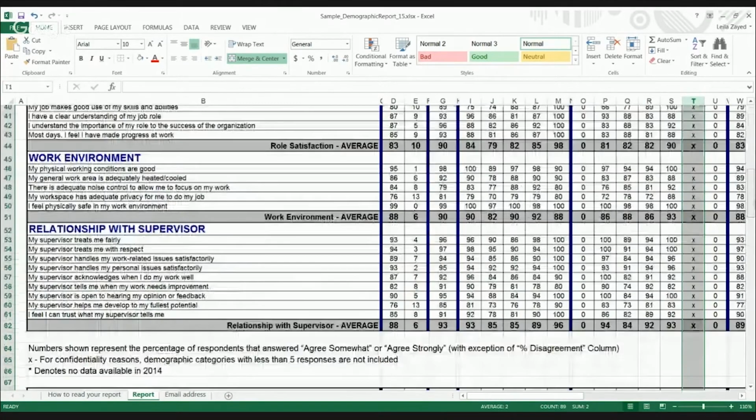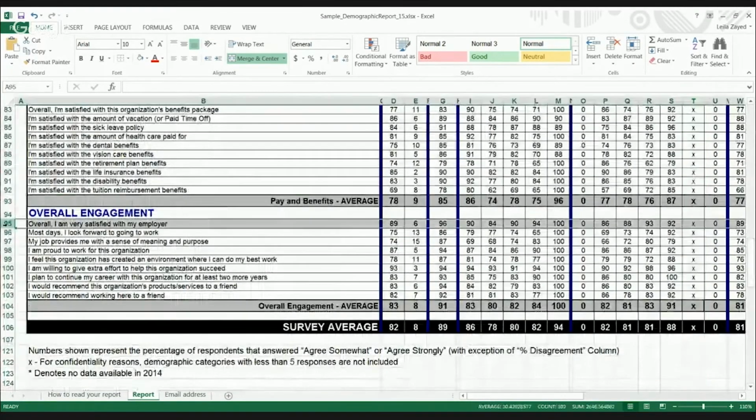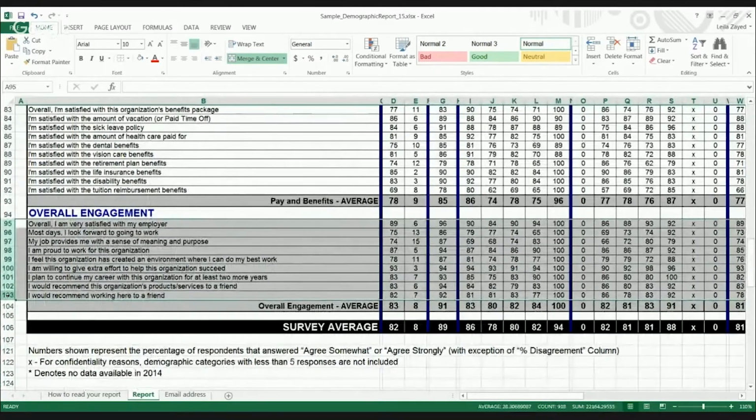So, to read the report, first, visit the Overall Engagement section. In this sample report, there was an average of 83% engagement. That is, for all the questions in this section, there is an aggregate response average of 83%.